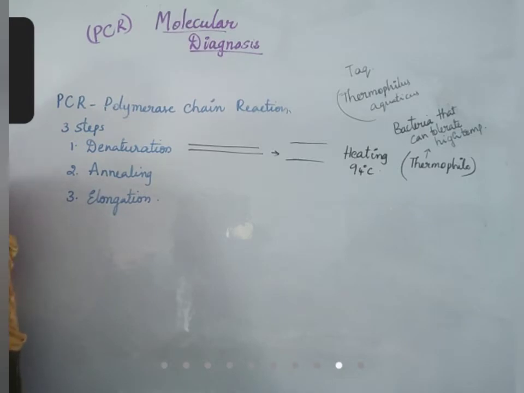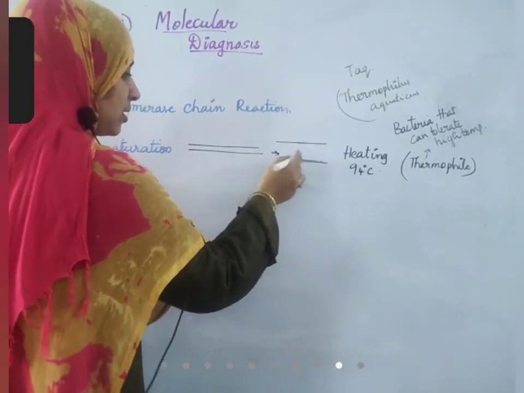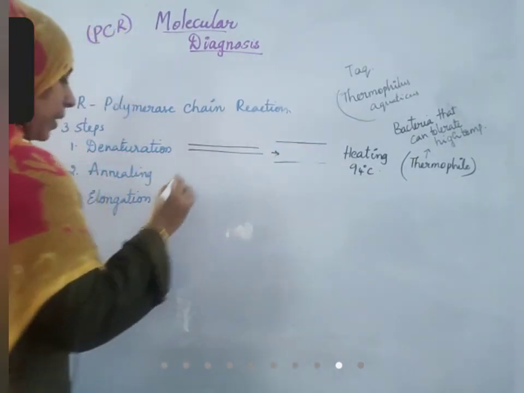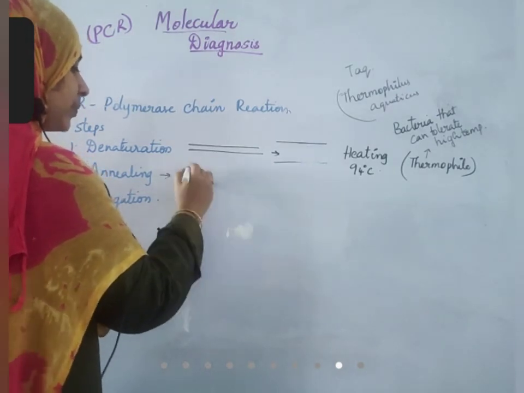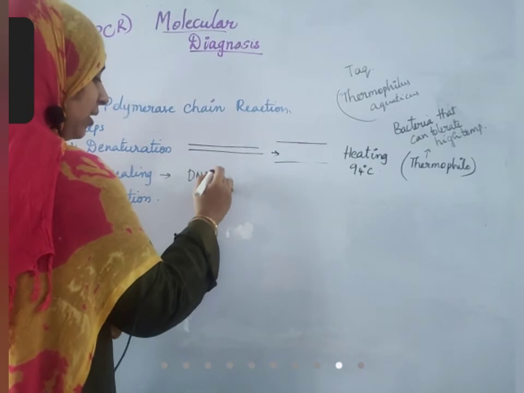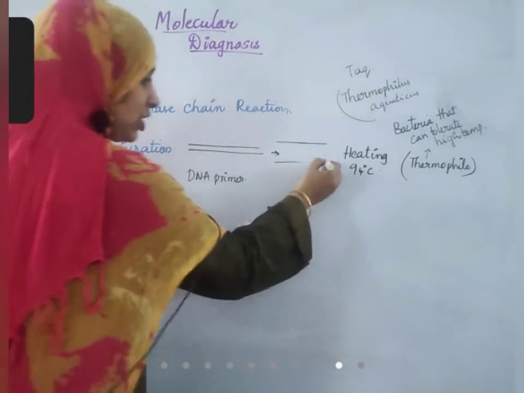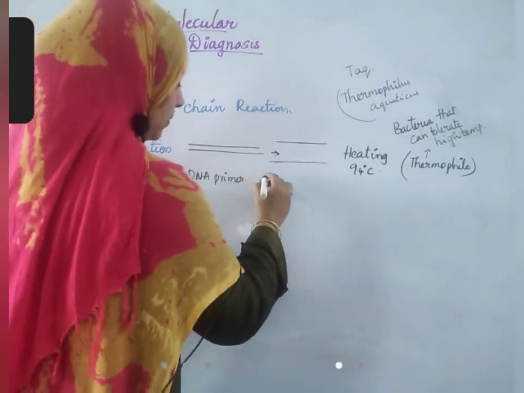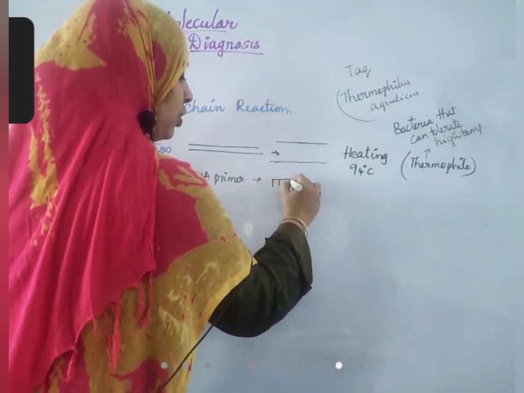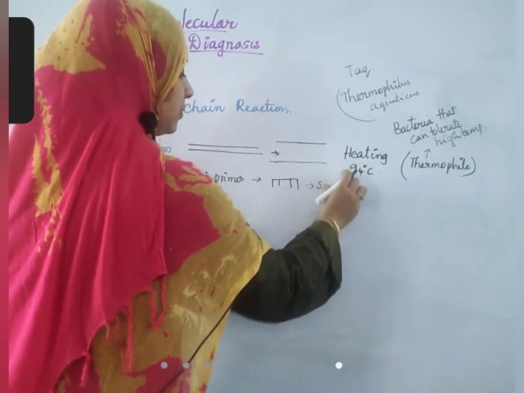So, after heating, the two DNAs are separated. And now, annealing is, primers are added. What is a primer? A DNA primer is a short length DNA that attaches at the origin of replication. Okay, short, 3-4 nucleotides, not more. Short DNA.